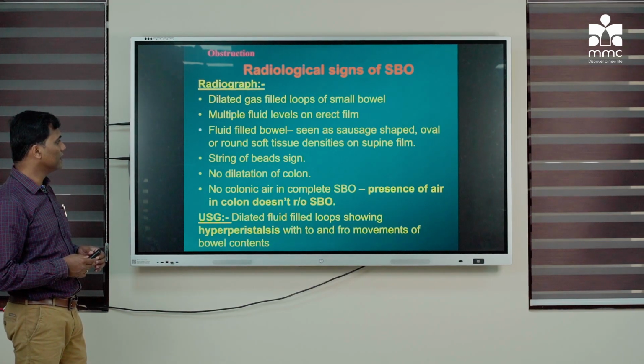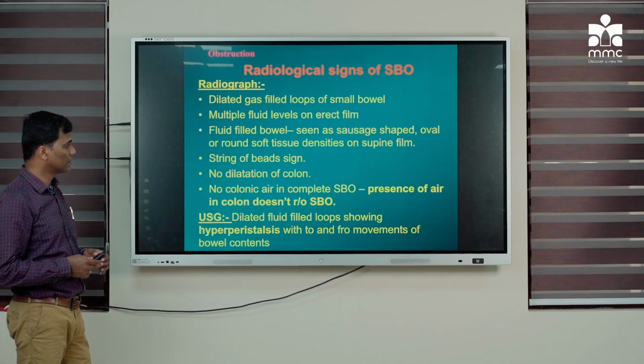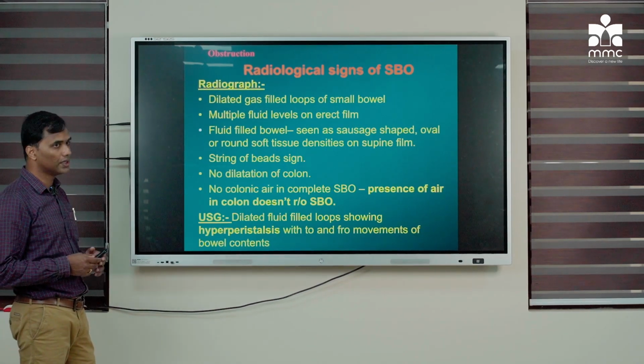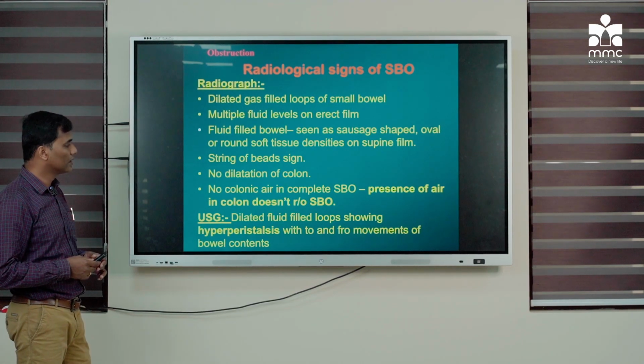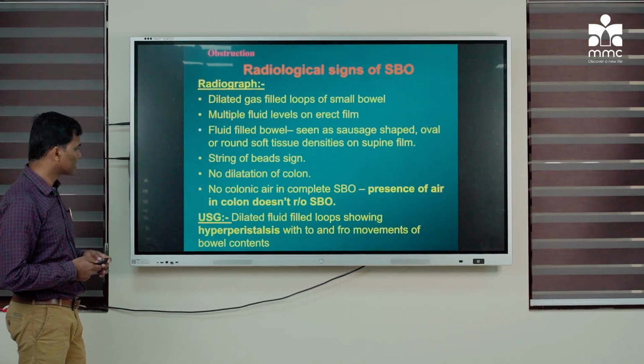No colonic air in complete small bowel obstruction. If there is complete small bowel obstruction, no air will go into the colon. But the presence of air in the colon doesn't rule out small bowel obstruction.